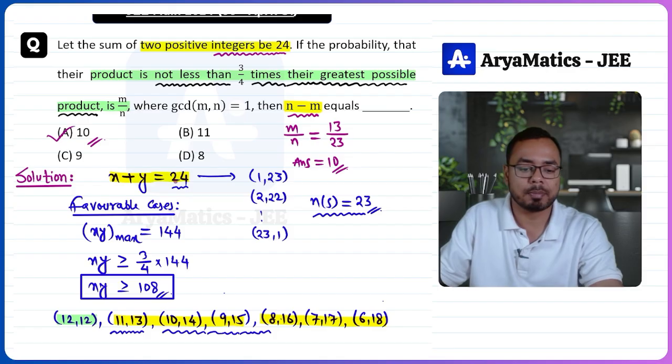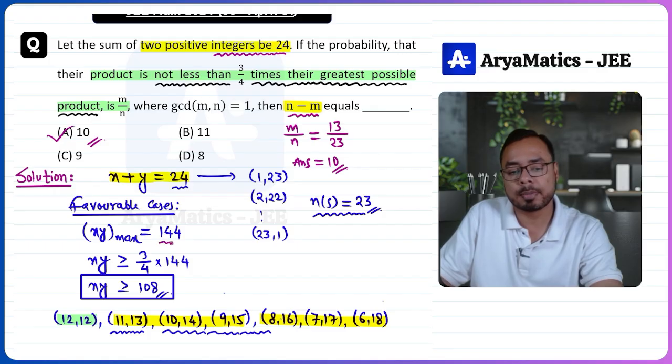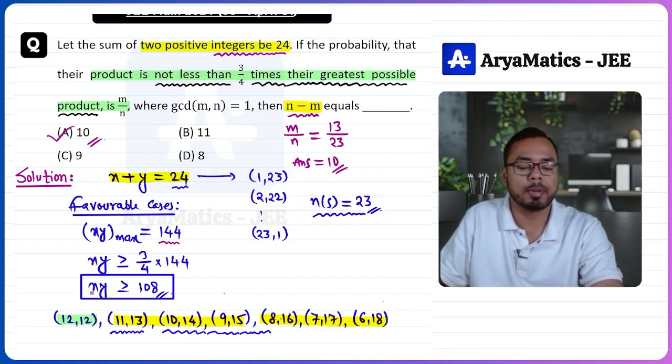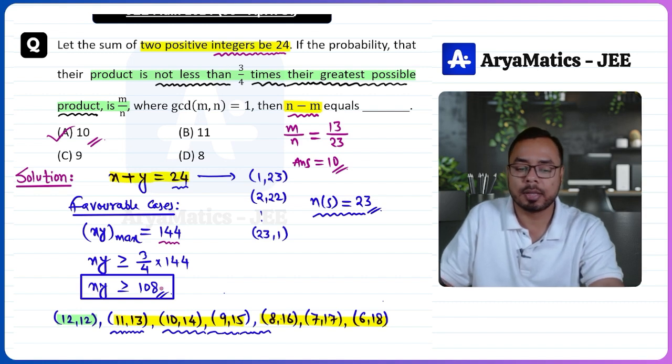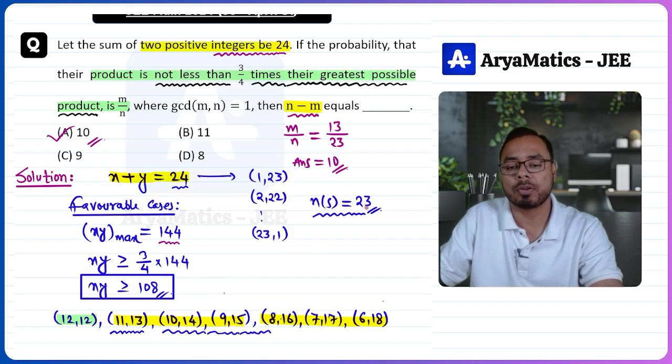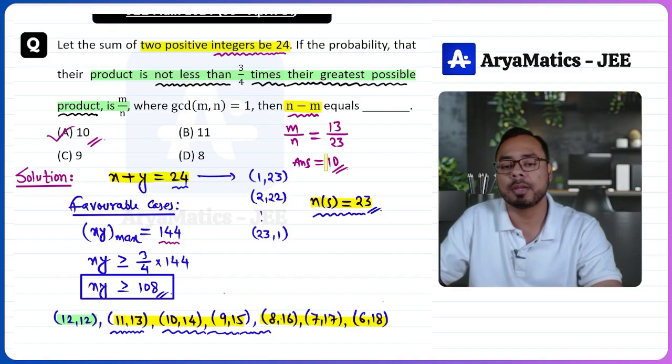So this was again a problem on a basic concept that you have to be aware of: the product of two positive numbers, if their sum is constant, is maximum when the numbers are equal. And from there we got the favorable cases where x into y should be greater than or equal to 108. 13 favorable cases and a total of 23 cases. So therefore the probability will be 13 by 23. And finally the correct answer for this problem is the first option.